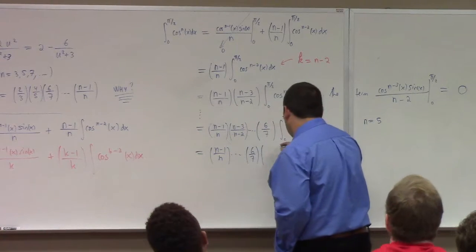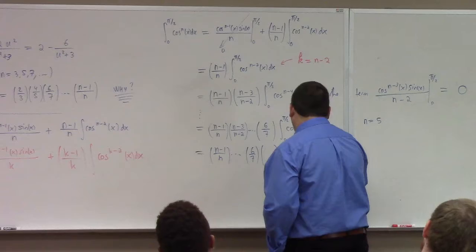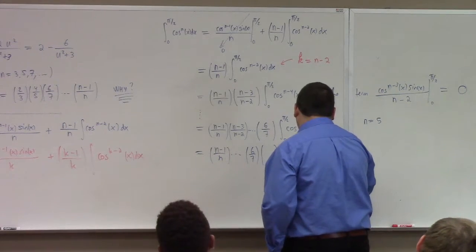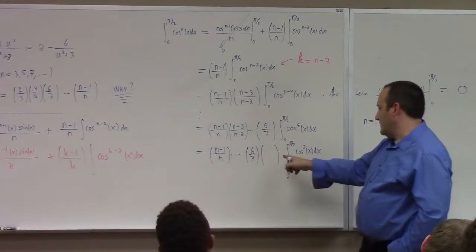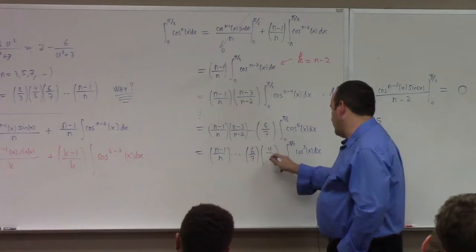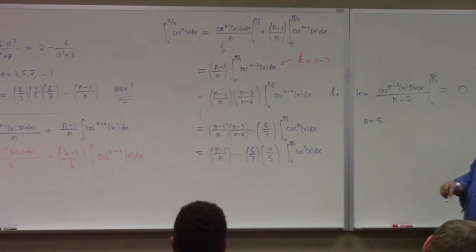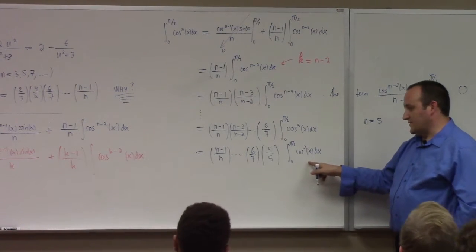So then we get what? 0 to pi over 2? Cosine cubed of x dx, right? And what's here now? 4 what? Fifths, right? And then finally, what comes next?